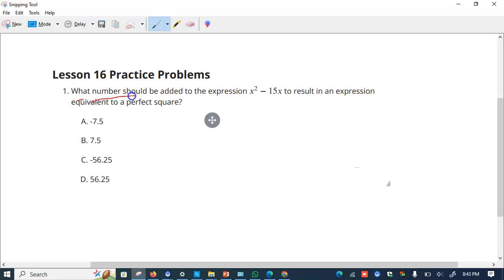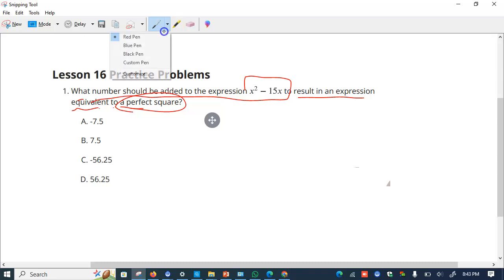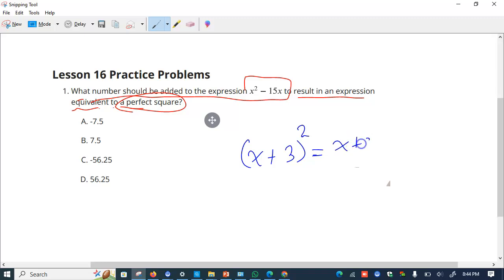What number should be added to this so that the result in an expression is a perfect square? So how do we get a perfect square? If you did not understand the meaning, let's take a simple example of x plus 3 here. And I just want to know what is the square of this binomial. You will see it is x plus 3 and x plus 3.